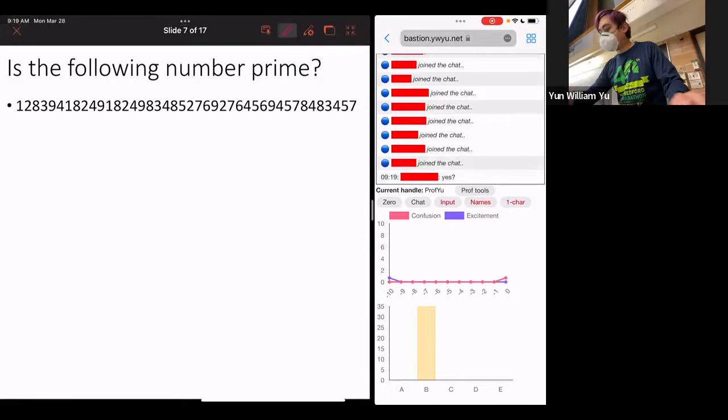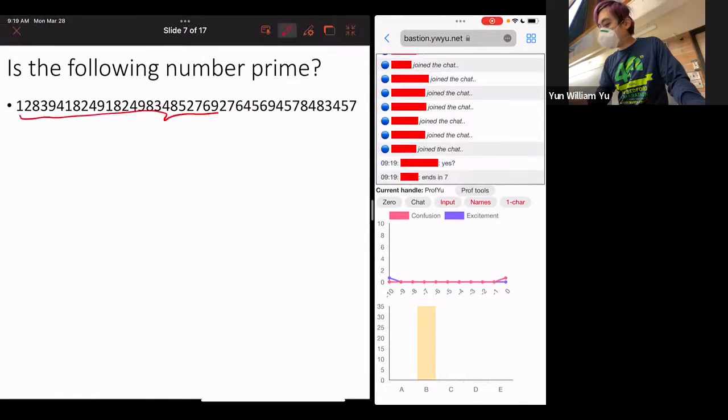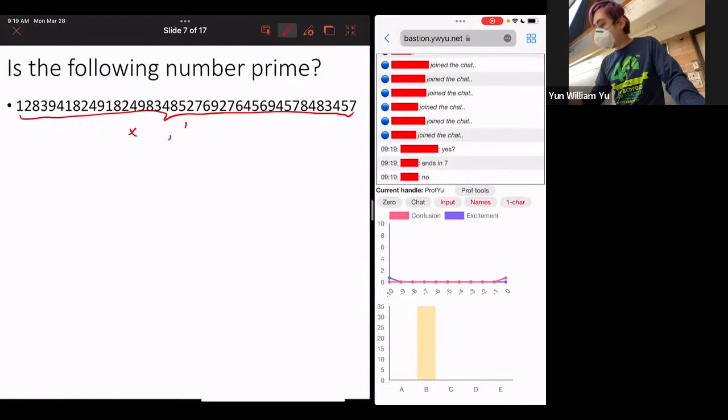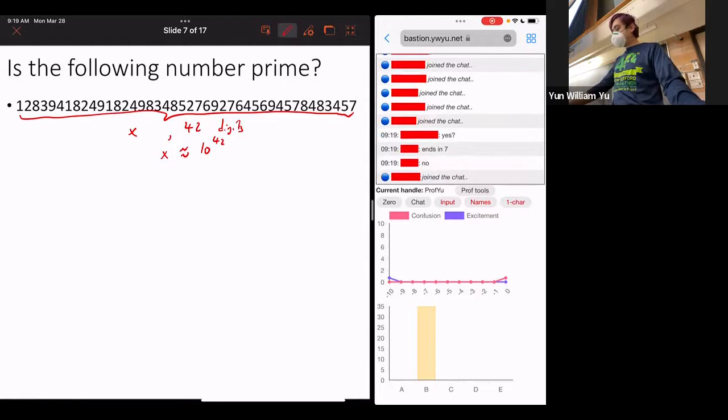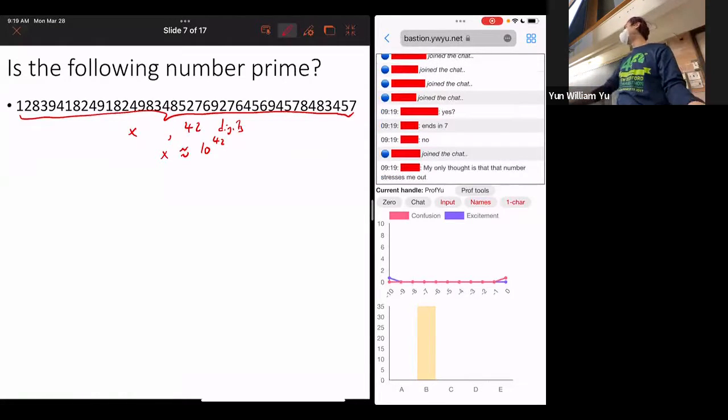So just so that you don't have to count them one by one, if we call this number x, this is 42 digits long. So x is around 10 to the 42, so it's bigger than that. Okay, so it does end in a 7. People think that this number is not prime. How would you know that this number is not prime?